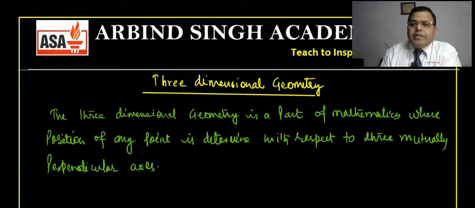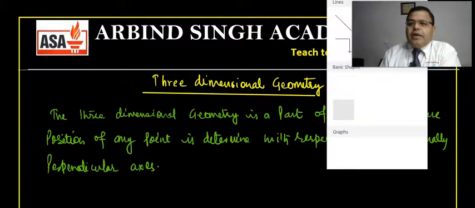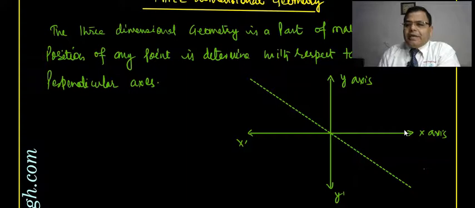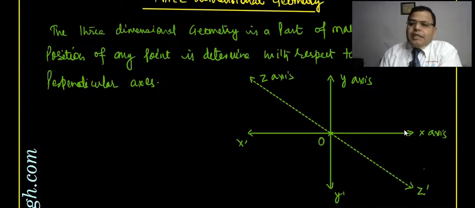Let me draw first what these three mutually perpendicular axes are and how we will deal with them. If I say this one is the x-axis, right, then this will be x dash. This is what we have learned earlier. This is the y-axis, and this is y dash, opposite to that. This is mutually perpendicular to the x-axis and y-axis. This is not possible to draw on plain paper, but this is the z-axis. So this must be z dash, right? And the point of intersection is called the origin, that you know all about. So these are the things.